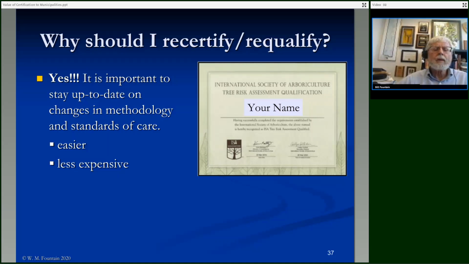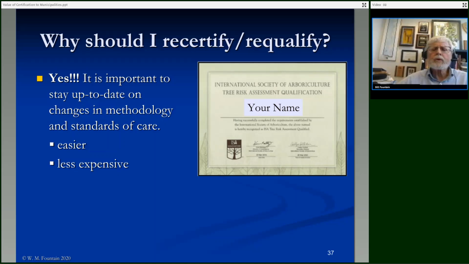This is very, very important because it's also going to bring you up to date on any changes in methodology. The TRAQ requalification is a little easier. You don't have as much time or as much expense involved in this. So definitely get involved in requalification on this.